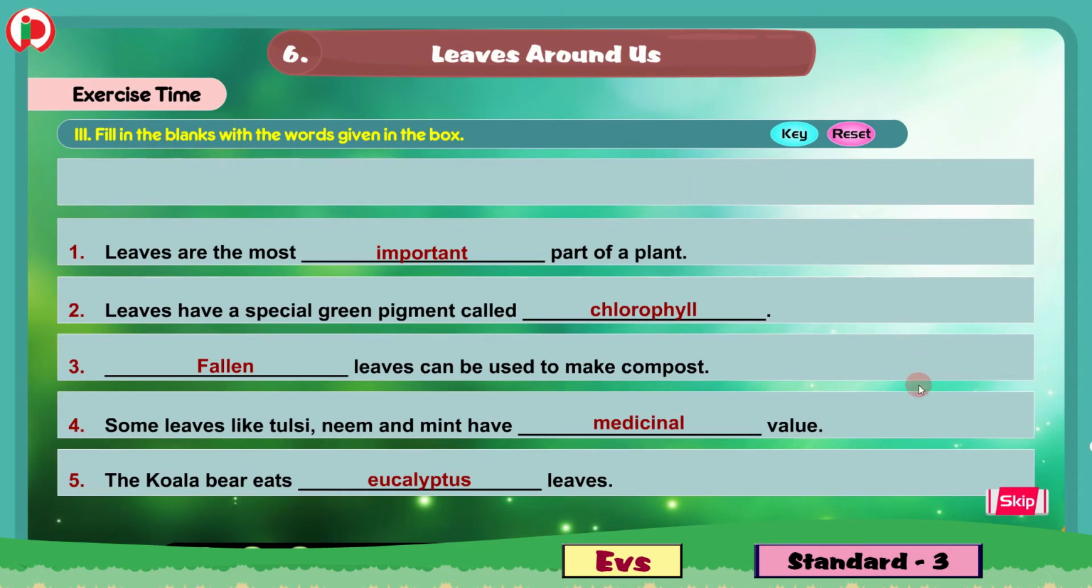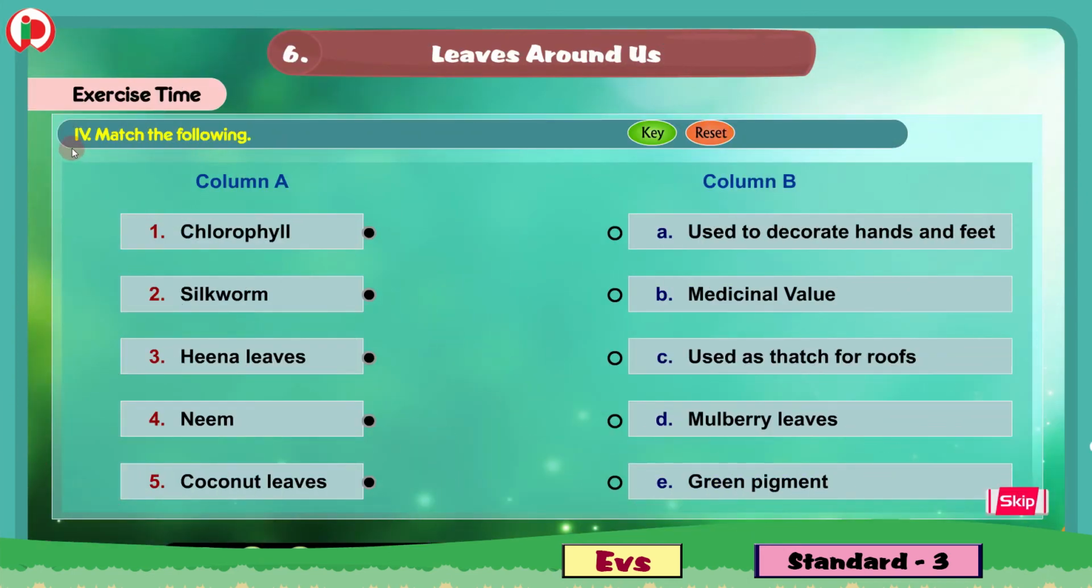Now we will move to the next bit. The fourth bit under exercise time is match the following. Here we have column A and column B. We have to match the words from column A with the sentences here of column B. The words given in column A are chlorophyll, silkworm, henna leaves, neem, coconut leaves. And under column B we have used to decorate hands and feet, medicinal value, used as thatch for roofs, mulberry leaves, green pigment.